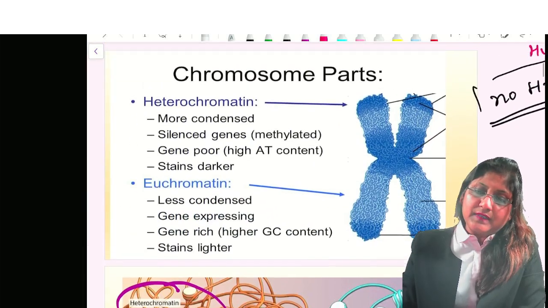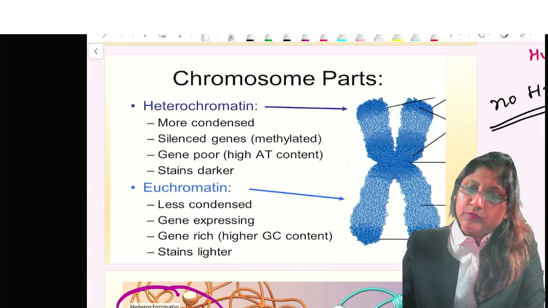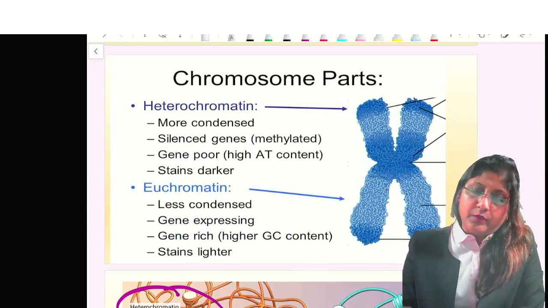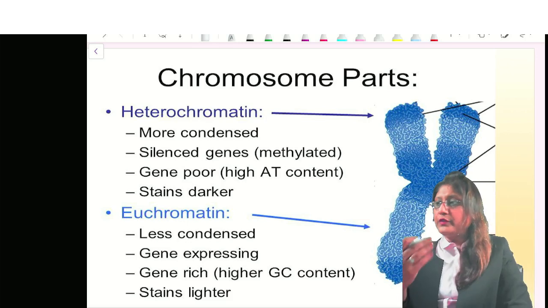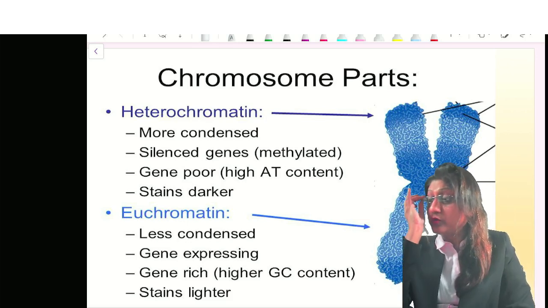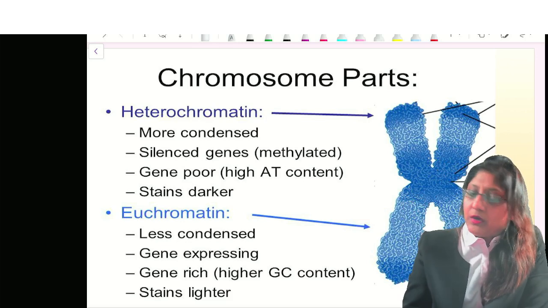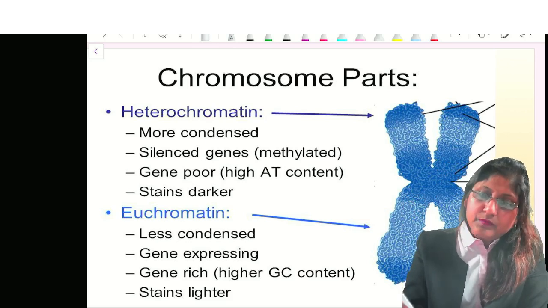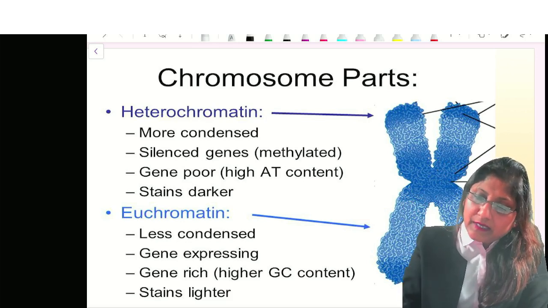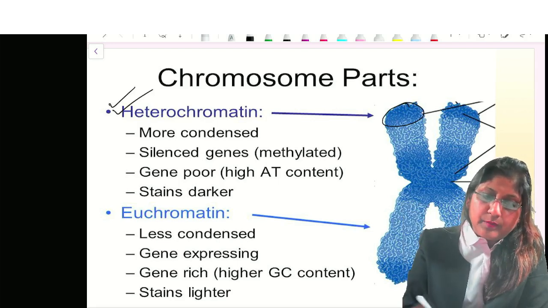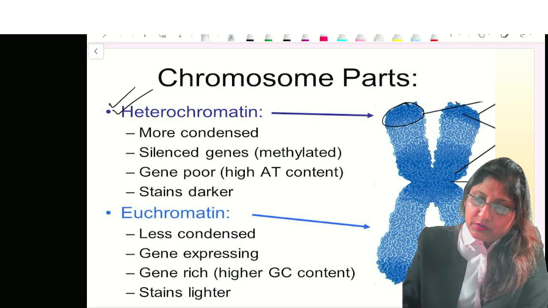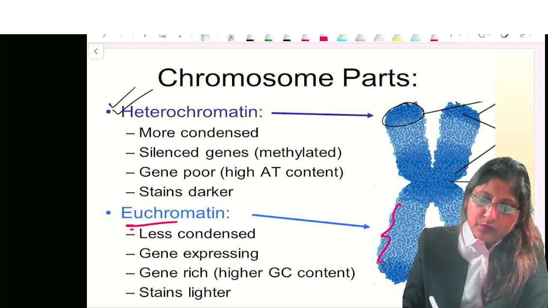Okay, now coming to the next aspect of this elementary genetics, where I'll be talking about the heterochromatin and euchromatin portion of the chromosome. As you visualize in this picture, you have a chromosome. You can see short arm and long arm. You can see centromere, telomere. You can see the strong condensation. It's called heterochromatin. You can see the loose condensation. It's called euchromatin.